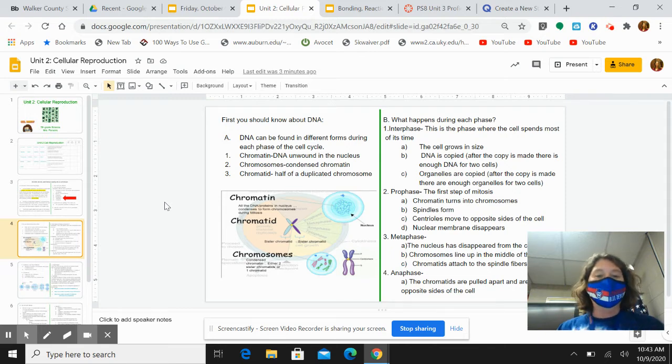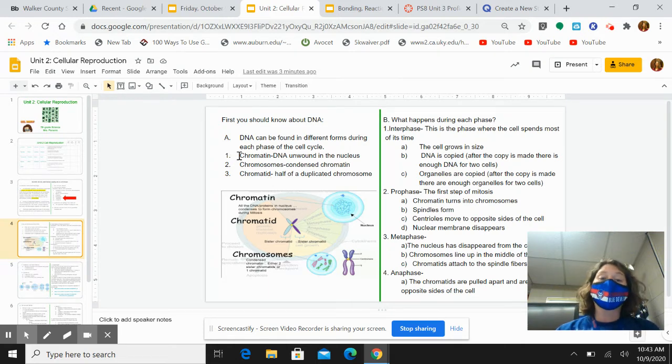We are on slide number 4. So first you got to know about DNA. Remember, DNA is deoxyribonucleic acid, and it is the genetic material found in your body. DNA comes in different shapes and sizes. Actually, not really. It comes in different forms. Okay? So if you notice under letter A, 1, 2, and 3, these are all different forms of DNA.